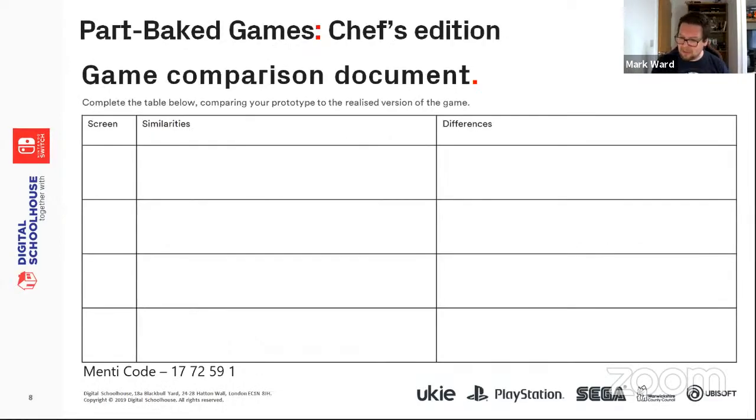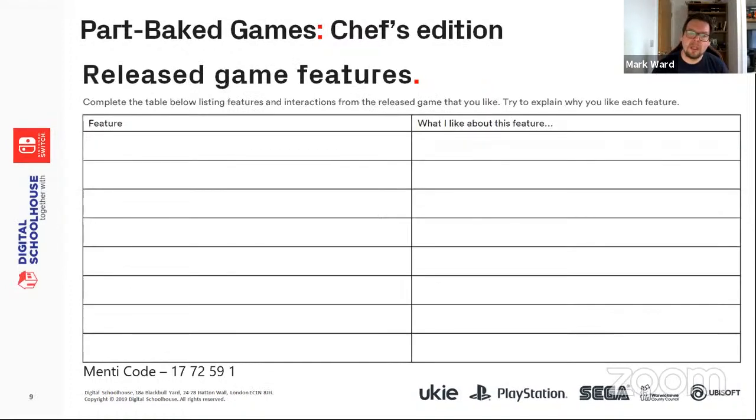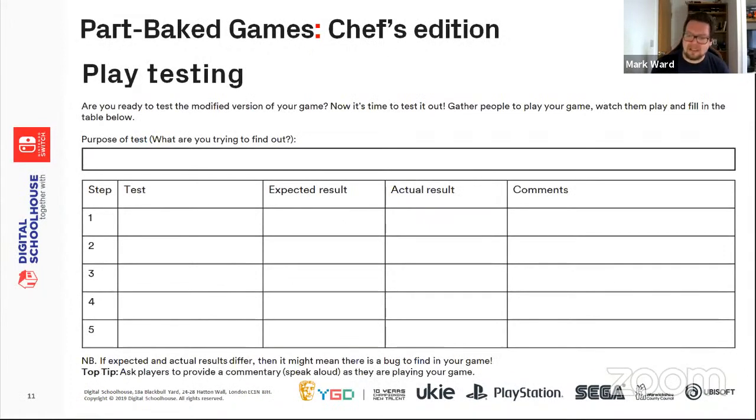Okay, the sheets that we're going to be using today, if you've been able to get access to them, are the game comparison document, the released game features document, and the playtesting document. But as Jake said earlier, don't worry too much if you haven't got access to those. If you've got a pen and paper, that'll be fine. And obviously, if you're watching again later, you can get those ready for when you want to replay the video.